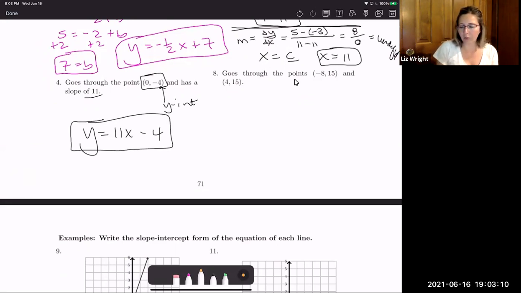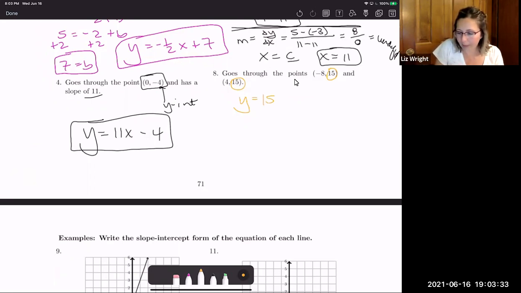It says it goes through the points negative 8, 15, and 4, 15. Again, we've got a repeater at 15 and 15. What position is it in? Is it in the x or the y position? It's in the y position. It's constantly repeating the 15 and 15. That means our equation should be y equals 15. Let me talk to you more about the y.